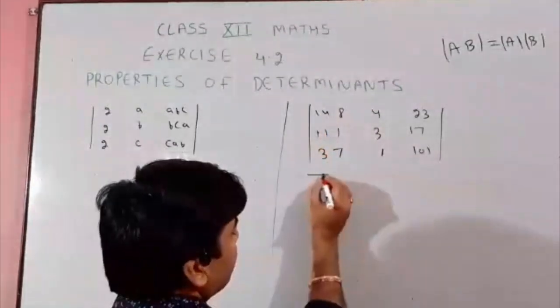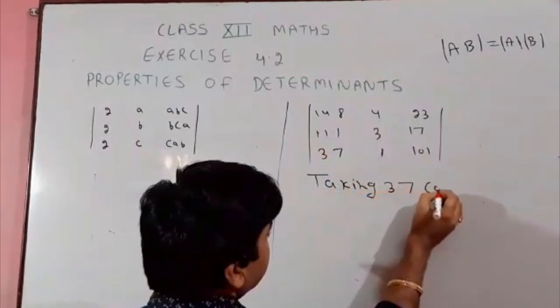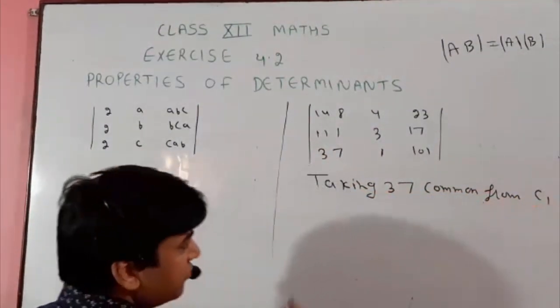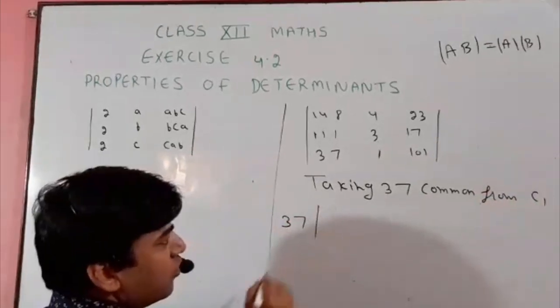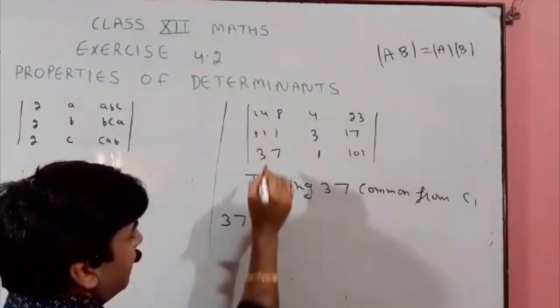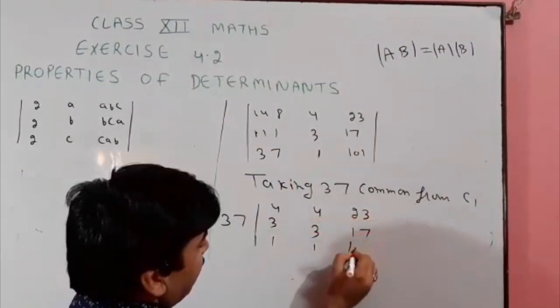We can write, taking 37 common from the first column. So 37 is common here, 4 and 37 3s are, so 3 and 1. So 4 3 1, 2 3 1, 7 1 0.